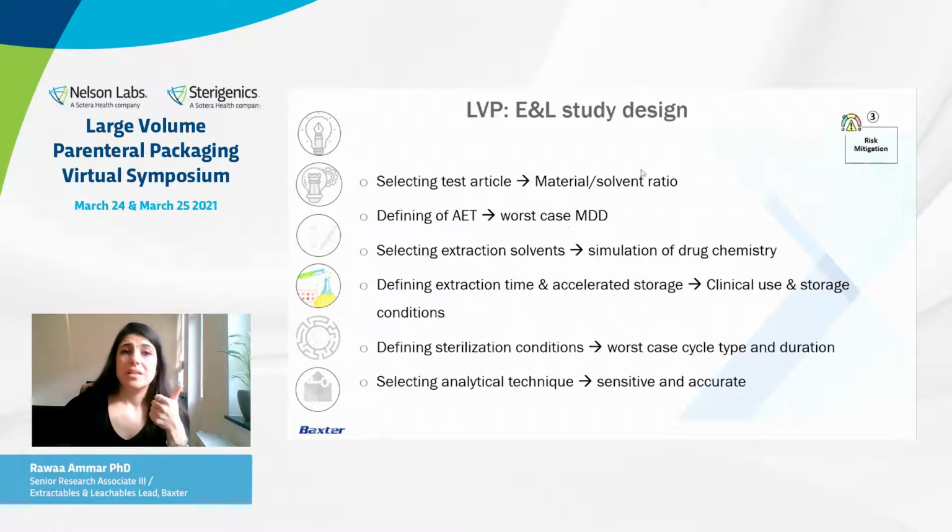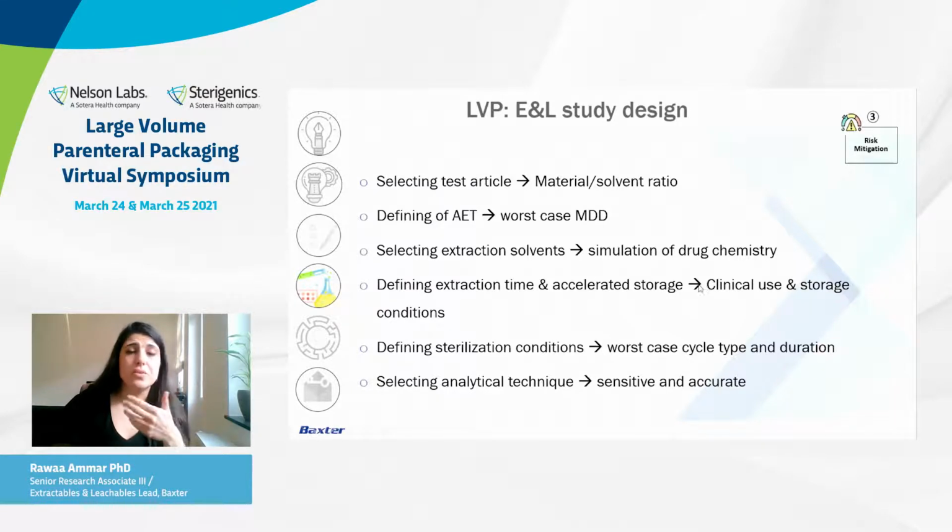First, select a test article. What kind of test article we need is a worst case scenario, where the bag exhibits the highest material to volume ratio, which is the lowest volume. Then define the AET based on the maximum daily dose and the treatment period for acceptable intake, and select extraction solvents that are compatible, that simulate the actual drug chemistry in terms of aqueous character, pH, and polarity.